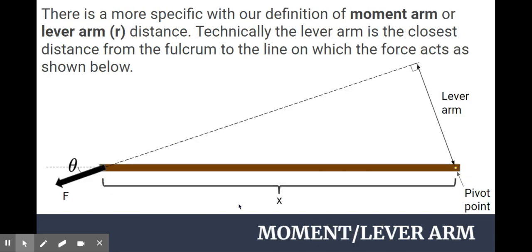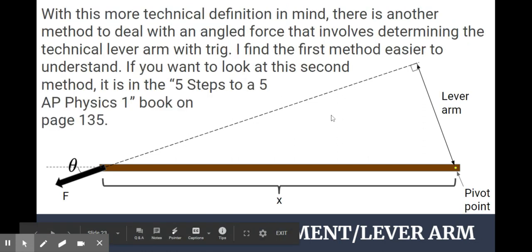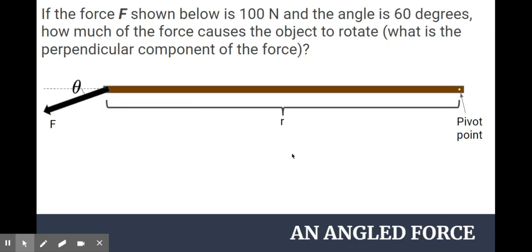So there is a more specific definition, a more technical way to figure it out. If you happen to have a 5 Steps to a 5 for AP Physics 1, page 135 is the place to look to learn this. I don't care about it because the method that I use, in my opinion, is simpler. It's faster. So I'm not going to bother trying to explain this right now. But if you happen to have that book, you're welcome to check it out.